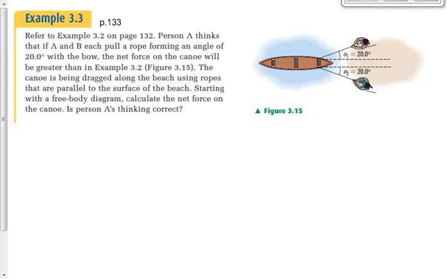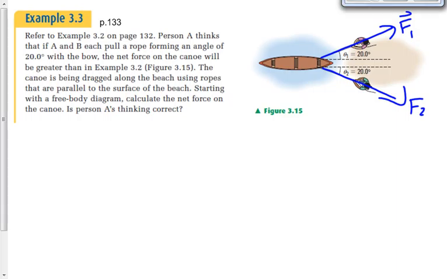3.3, page 133. We've got a canoe here that we're pulling in two different directions. We're pulling it 20 degrees upwards, 20 degrees downwards. Doesn't look like there's any friction here. Let's find the net force on this canoe. Draw my free body diagram. There's only two forces acting here. Let's call this F1. Let's call this F2.